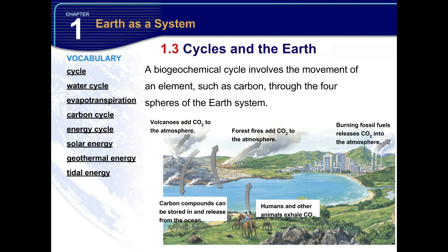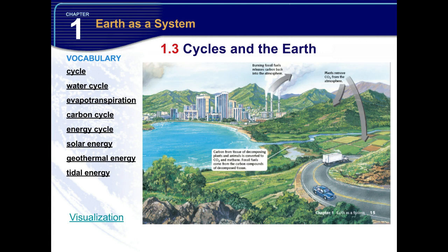A biogeochemical cycle involves the movement of an element, such as carbon, through the 4 spheres of Earth's system. In this example, several examples are given, with the arrows going upward into the atmosphere showing when carbon enters the atmosphere, and any arrows going down are how carbon goes from the atmosphere down into the Earth. Here are a few more examples.